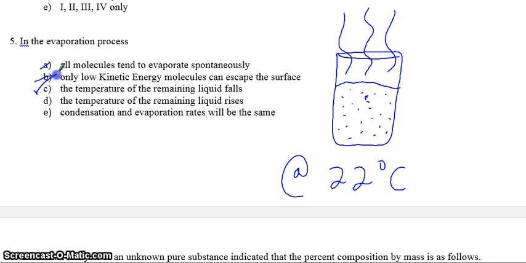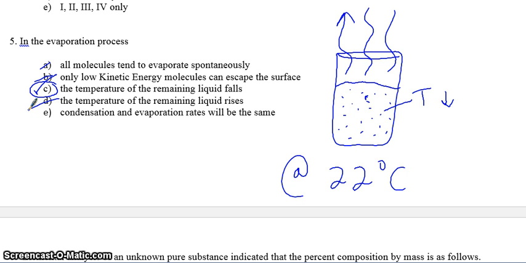The temperature of the remaining liquid falls. This is actually correct. This is weird, but what happens, since the hottest molecules are the ones that escape, the molecules left behind are colder. And if the evaporation process happens quick enough, you can actually check the temperature of the liquid decreasing. The temp will actually go down if this happens quickly enough. And I think we've demonstrated that in class for you, but if not, we'll be happy to oblige. So the liquid temperature does not rise, it falls.